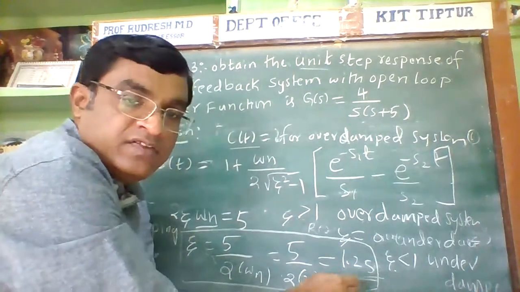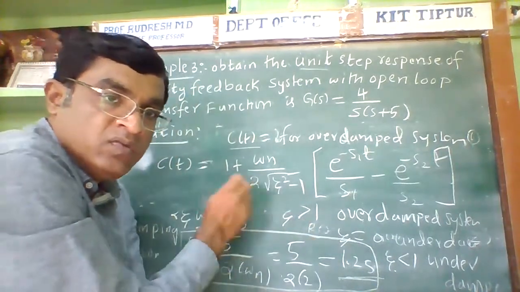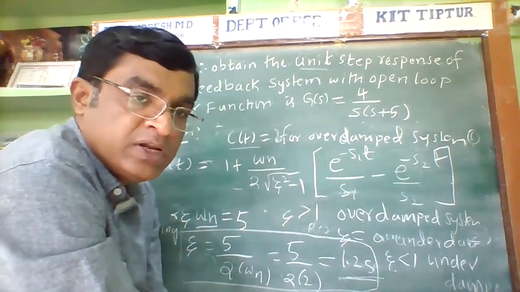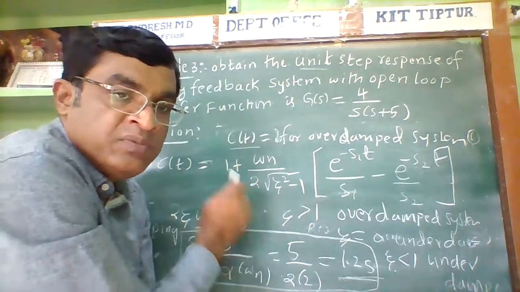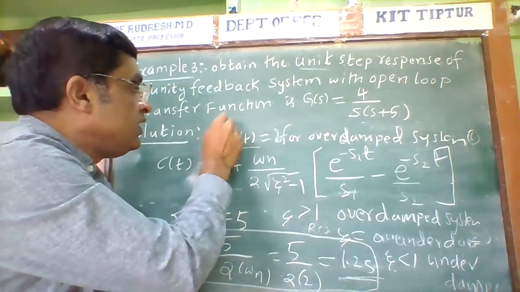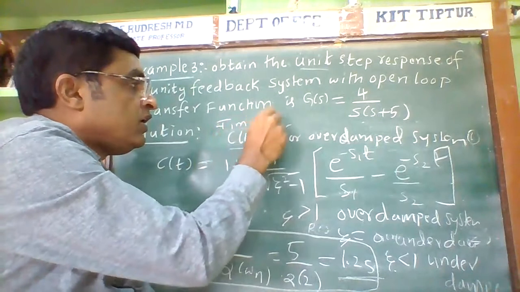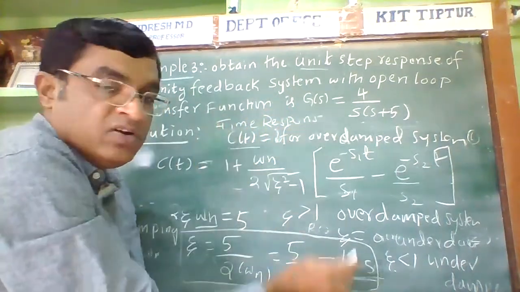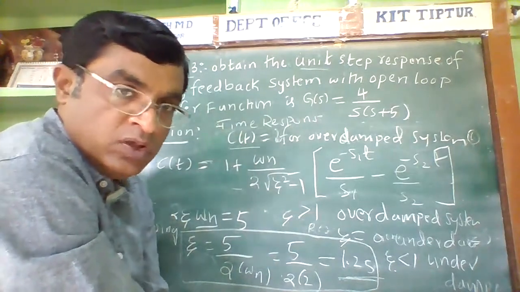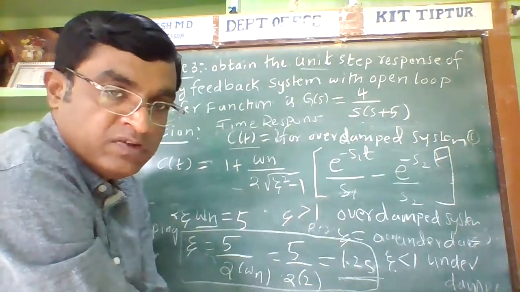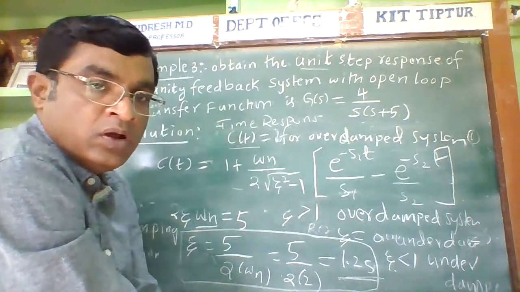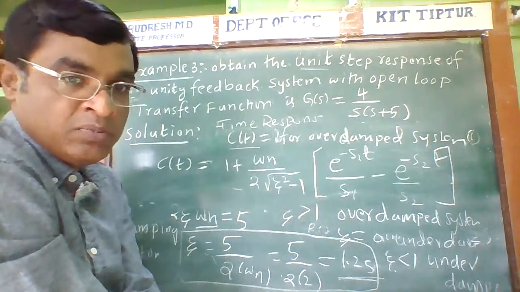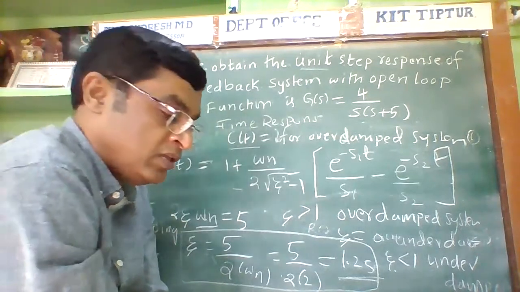Once we calculate the damping ratio, we need to choose among the 4 equations: one for the underdamped system, one for the overdamped system, and also for the critically damped and undamped systems. This is the time response equation of the overdamped system. We should remember these 4 equations.